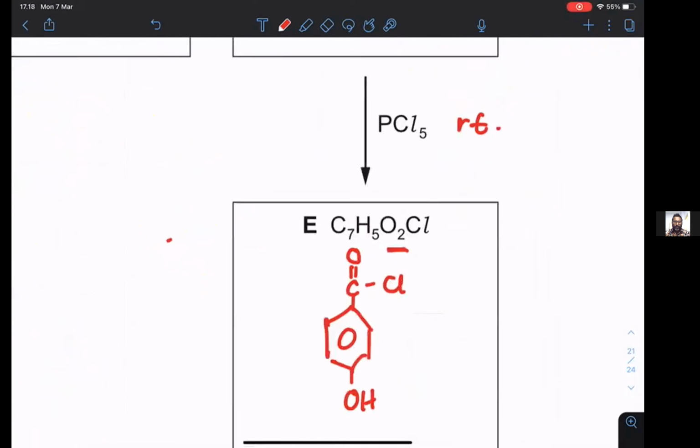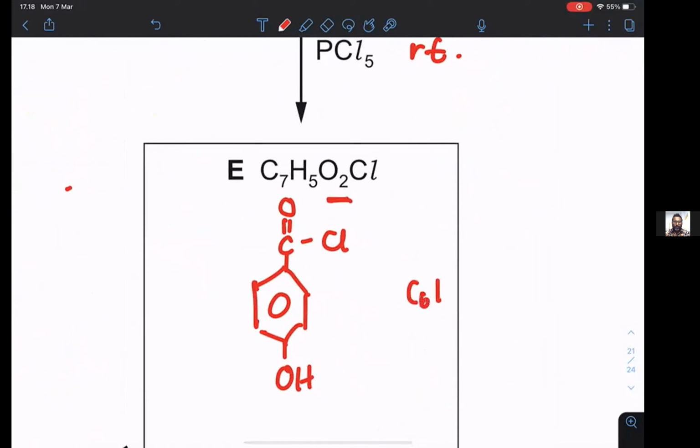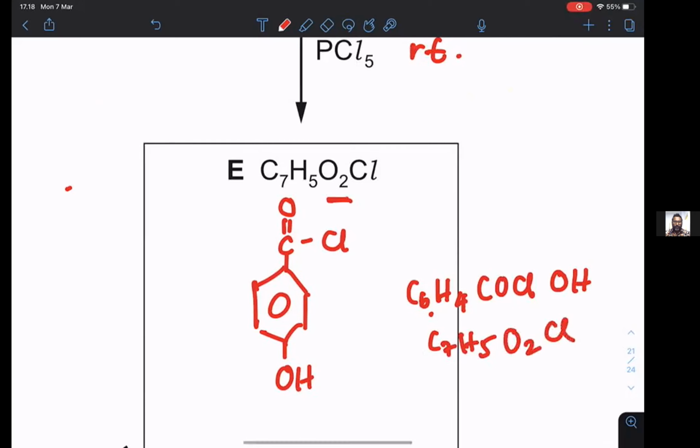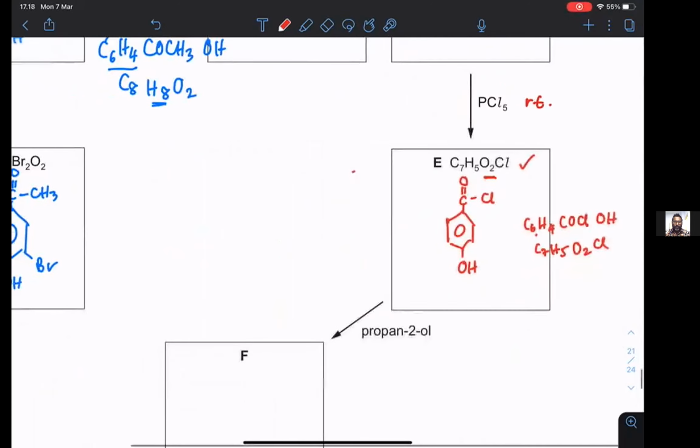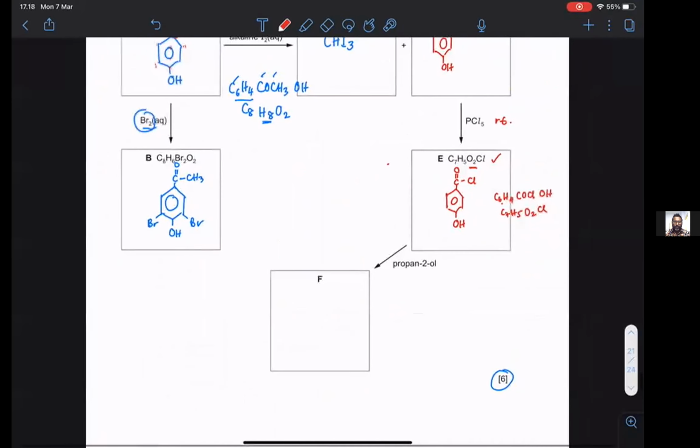If you want to check, it's going to be C6, 2 places, so H4, COCl, and OH. Let's actually check. C7, and then hydrogen is 5, oxygen is 2, Cl is 1. So let's see, C7H5O2Cl. So we are on the right track. Then they are going to react with propan-2-ol. Now, do remember, phenol does not react with alcohol. They are going to react with the acyl chloride. So the acyl chloride is going to react with propan-2-ol.